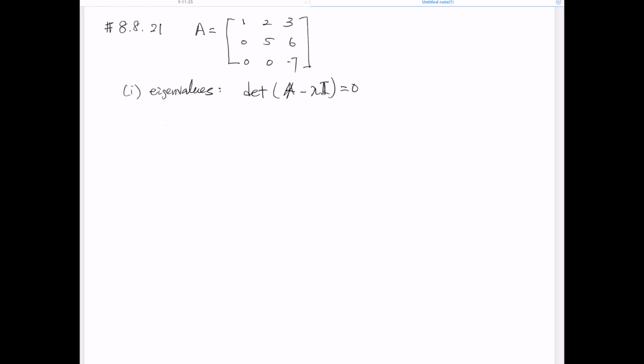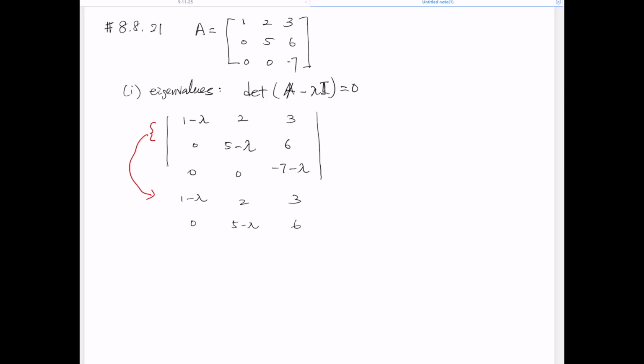Basically, we need to find the determinant of this matrix and let that equal 0, then find the lambda. So that is A minus lambda. On the diagonal, I'm going to subtract lambda: 5 minus lambda, negative 7 minus lambda, and all the others we just keep. To find the determinant of the matrix, as we did in class, we copy down the top 2 rows here. Then we have 1 minus lambda, 2 and 3, 0, 5 minus lambda and 6.